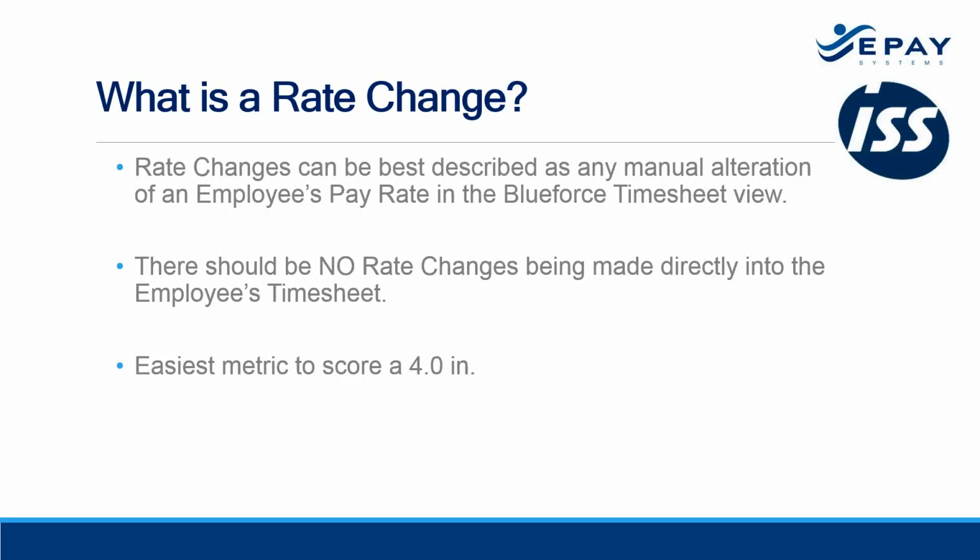And once again, rate change is actually the easiest metric to hit a 4.0, and I'll prove that here in a little bit, showing you the top 10 list. There really is no reason why all of us on this phone call cannot get a 4.0 perfect score on rate change.